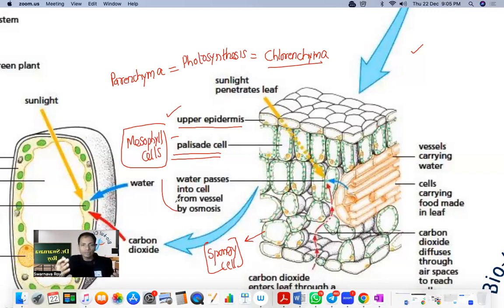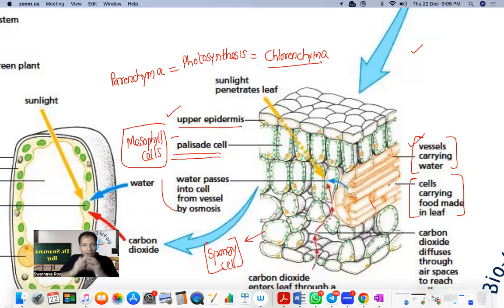Mesophyll cells are of two types. We have palisade cells and we have spongy cells, depending upon the shape. So now here we can see these are the xylem vessels. You can see this is basically called the bundle sheath. The bundle sheath has the xylem vessels. It also has the phloem, which carries the food, right? The xylem vessel carries the water and minerals from the soil by the process of ascent of sap.